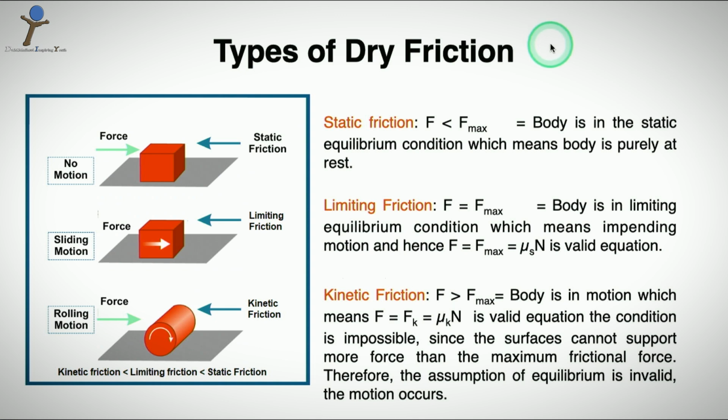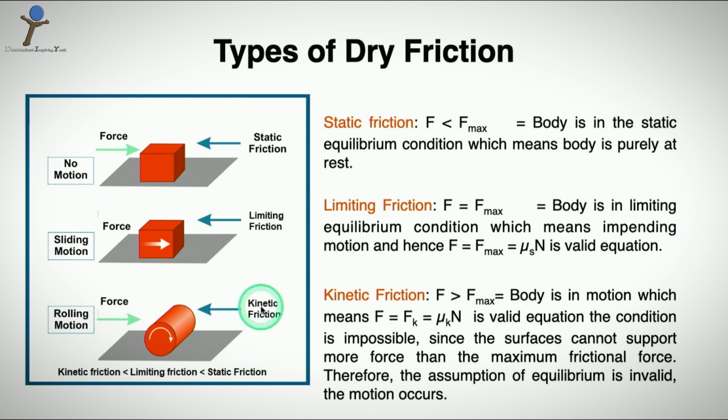Let's understand the types of dry friction. Static friction occurs when F is less than F max. That is, the body is in static equilibrium condition, which means the body is purely at rest. The limiting friction occurs when F is equal to F max. That is, the body is in limiting equilibrium condition, which means impending motion, and hence F is equal to F max is equal to mu s into N is the valid equation, where mu s is the coefficient of static friction.